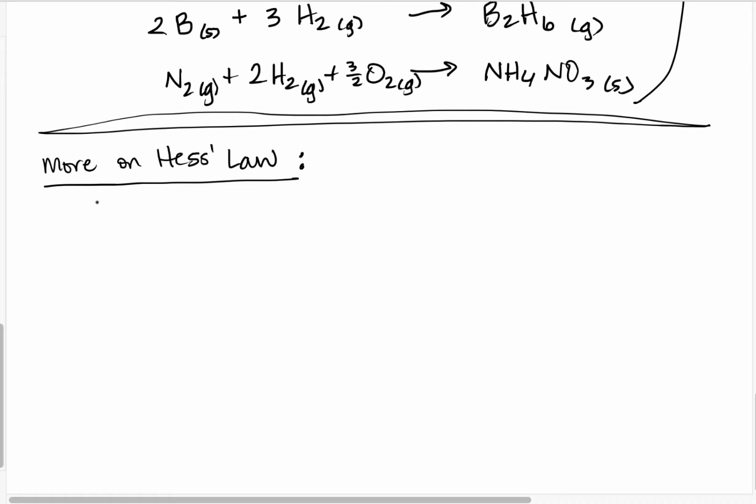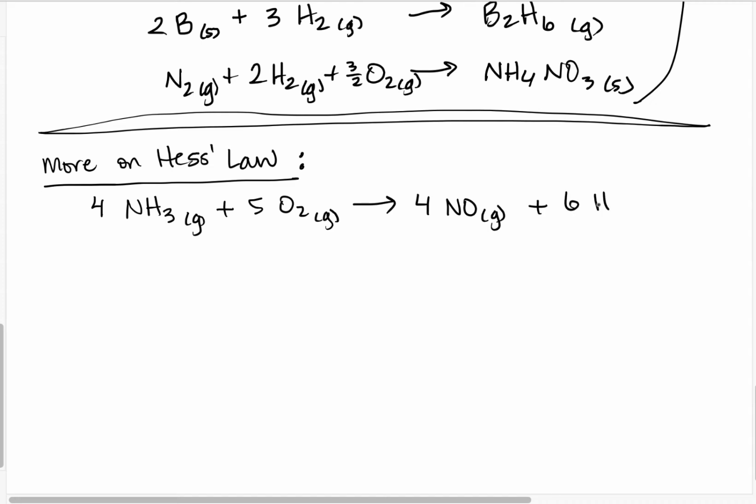Here's a possible reaction. We would have 4 molecules of ammonia gas reacting with 5 molecules, or again, this could be in moles, of oxygen, to make 4 molecules of nitric oxide and 6 molecules of water. So this is probably another reaction that would occur potentially in the atmosphere.